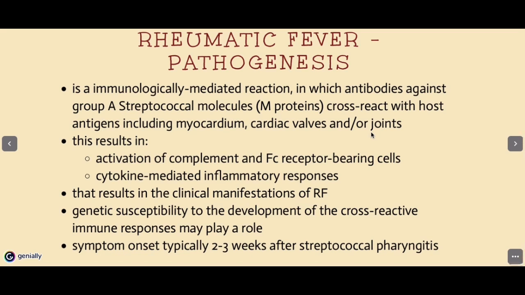However, only a small proportion of individuals who are infected by streptococcus will develop rheumatic fever, only up to about 3%. So it is believed that genetic susceptibility may play a role in making someone more susceptible to the development of these cross-reactive immune responses. The onset of symptoms of rheumatic fever is typically seen 2 to 3 weeks after the streptococcal infection, streptococcal pharyngitis being the most common.